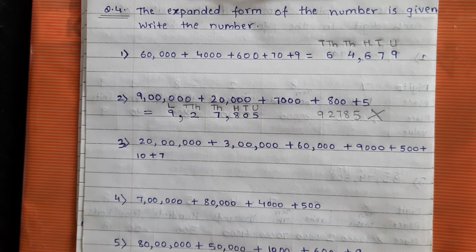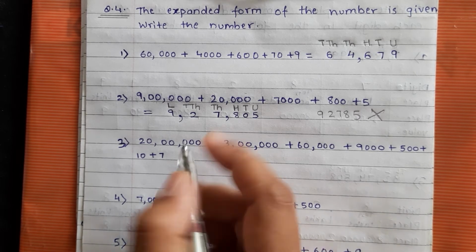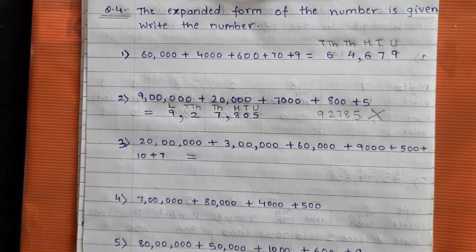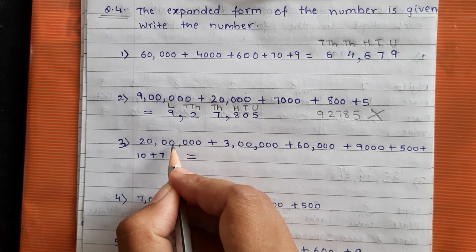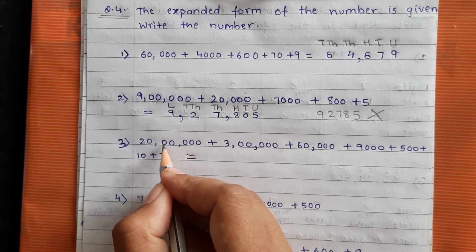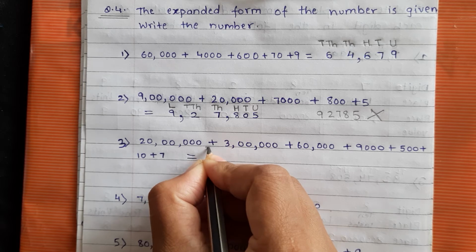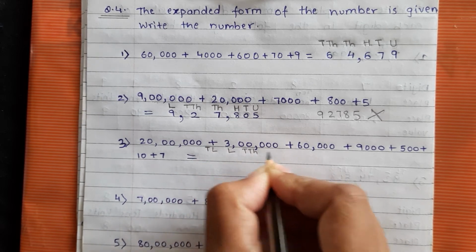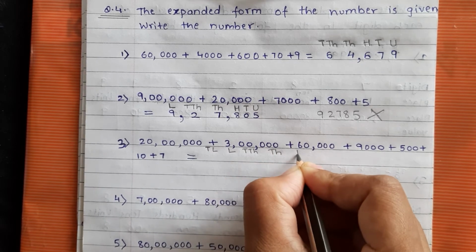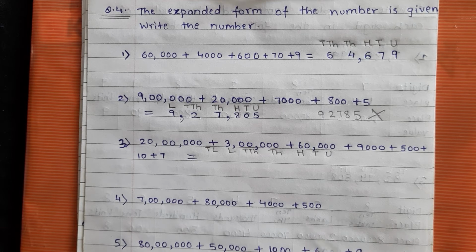Okay. Now the third one. Again write down the places. Okay, so biggest number is 20 lakh means how many? 1, 2, 3, 4, 5, 6, 7. 7-digit number. So places start from 10 lakh, lakh, 10,000, thousand, 100, tens and units. Now start writing.